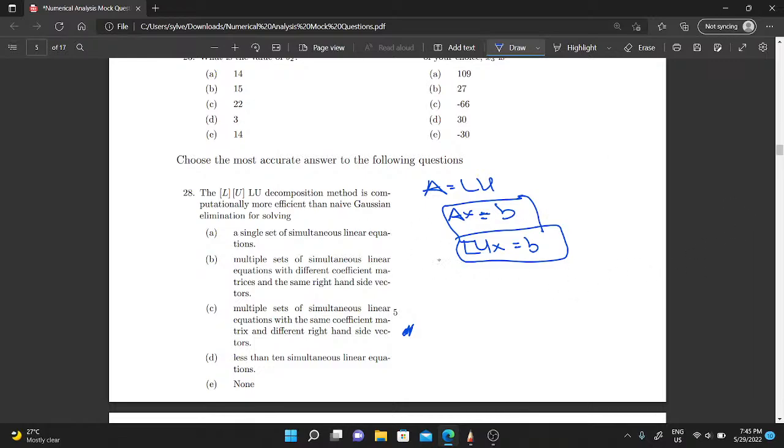So now back to why this is true. A single set of simultaneous linear equations like that. Now you see the issue with naive Gaussian. Naive Gaussian is very, very fast. Even though the augmented is faster than it.